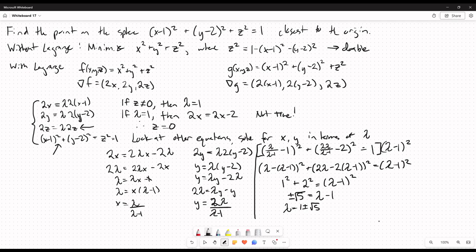So that tells me lambda. It doesn't tell me what x or y equals, but I can then plug it into my original equations to get, well, let's try 1 plus square root of 5. For x, we're going to get x equals 1 plus square root of 5 over 1 plus square root of 5 minus 1. So that's going to be square root of 5. And y will get 2 plus 2 square root of 5 over square root of 5.